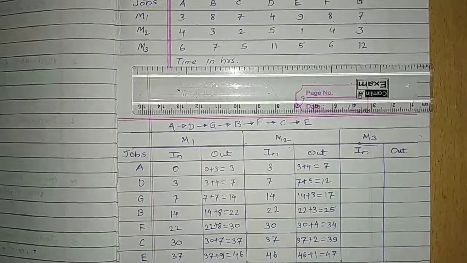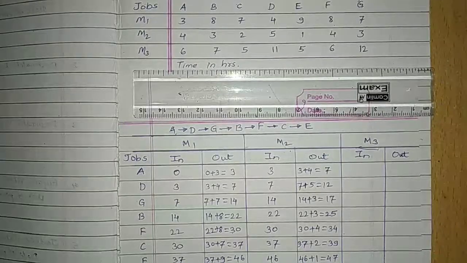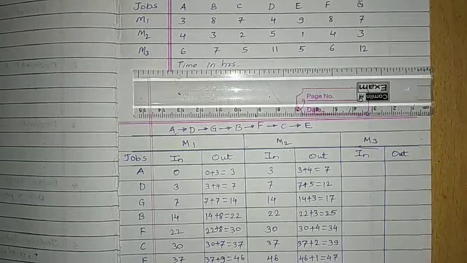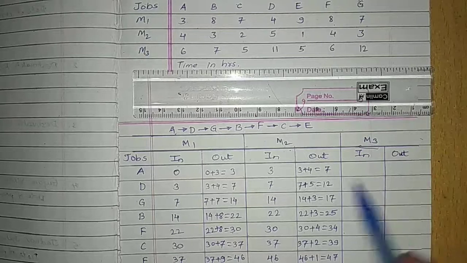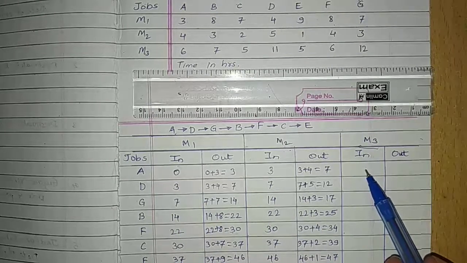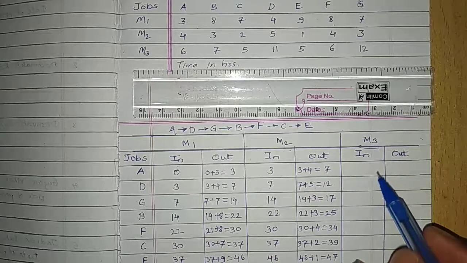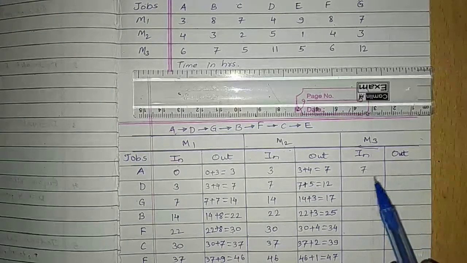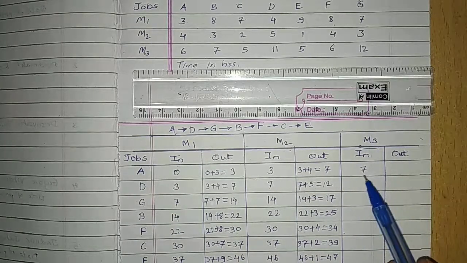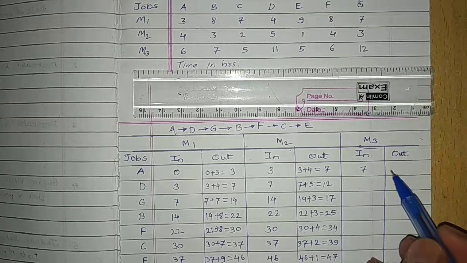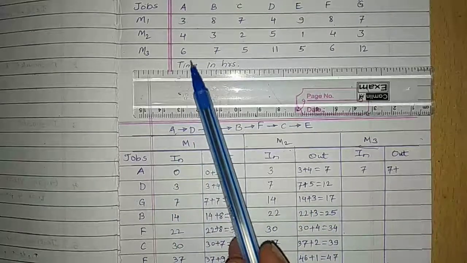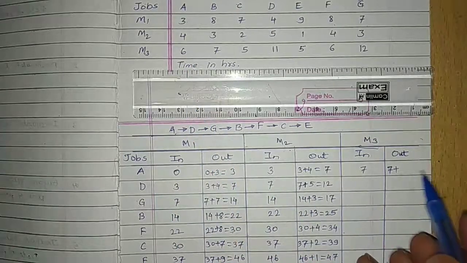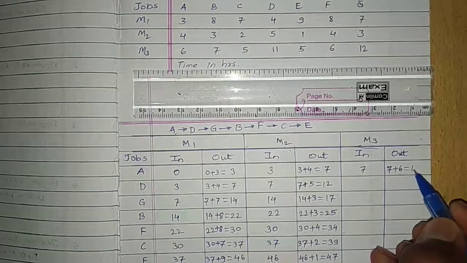So this is the processing time calculations for machine M2. Now similarly, let us do the calculations for machine M3. Now look here, job A can come in machine M3 after 7 hours. That means machine M3 will be idle initially for 7 hours. So its out time will be 7 plus job A will take 6 hours on machine M3. So 7 plus 6, 13 hours.